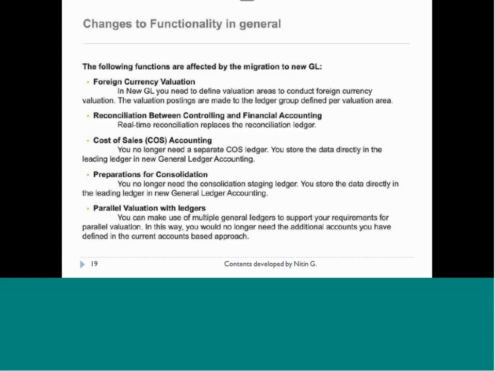FI and CO are real-time reconciled. Cost of sales. Here, how is the real-time reconciliation done, is it calculated on the fly? Yes, so what happens is in classic GL you have to run FI and CO reconciliation. But in new GL, you need not run that reconciliation. The system automatically does all the reconciliation.